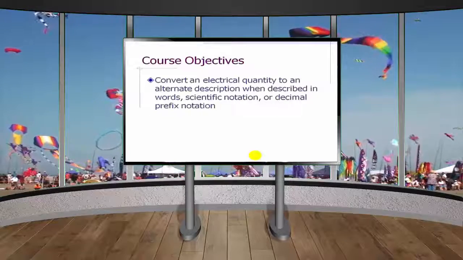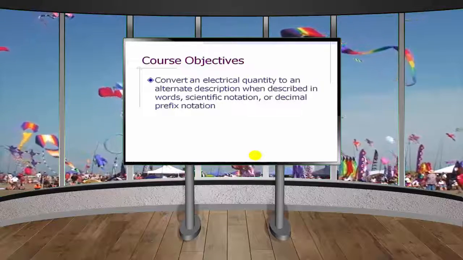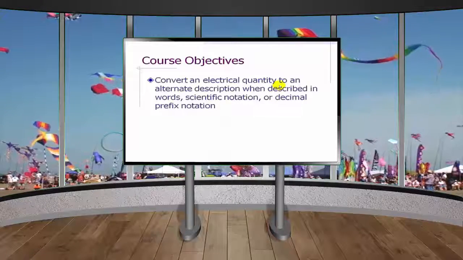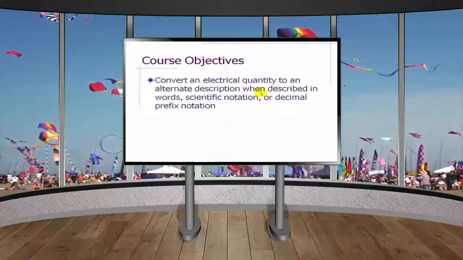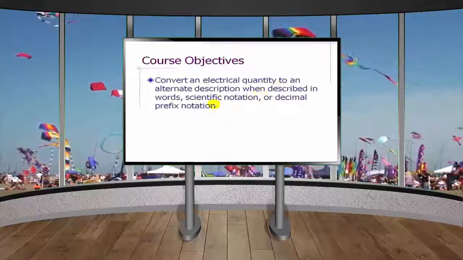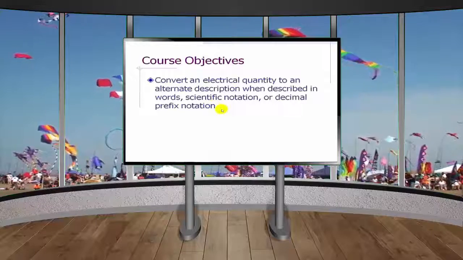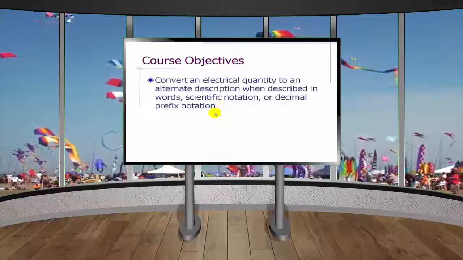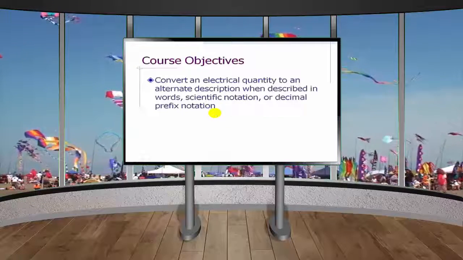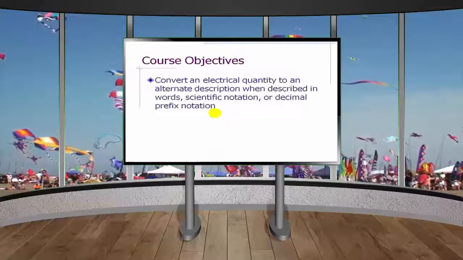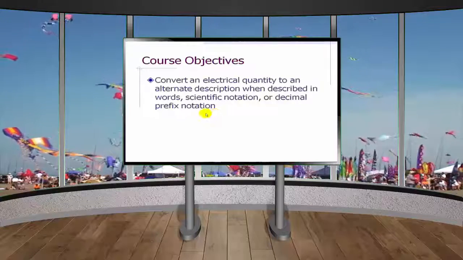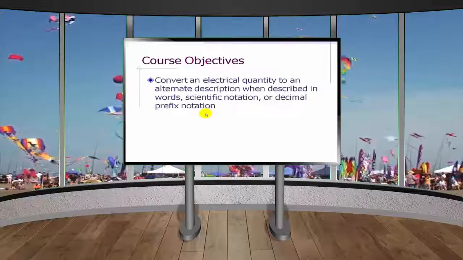Our first course objective is that when we're given a certain electrical quantity, we want to convert it to an alternate description when described in terms of words, scientific notation, or decimal prefix notation. Now that's a mouthful, but we'll illustrate this through several examples, but we need to discuss what these symbols look like and what they mean.